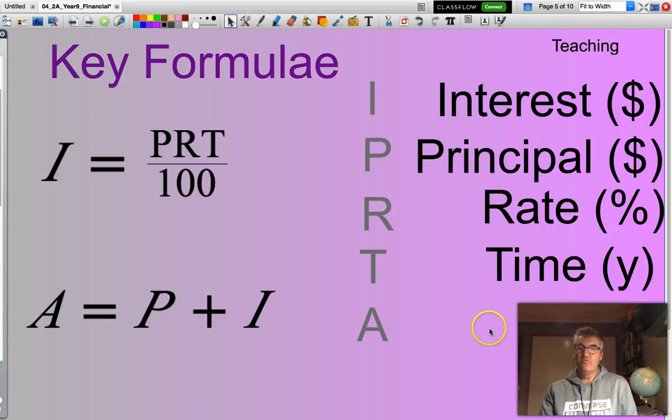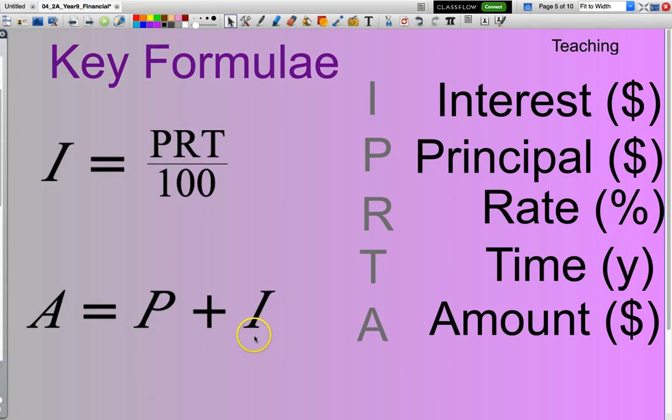Looking at this formula here, the amount, the A, in dollars, equals the principal plus the interest. Just recapping these two very important formulae: I, interest, equals the principal multiplied by the rate multiplied by the time divided by 100, and the amount equals the principal plus the interest.